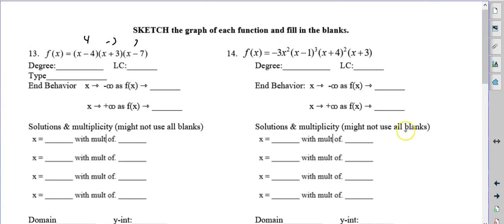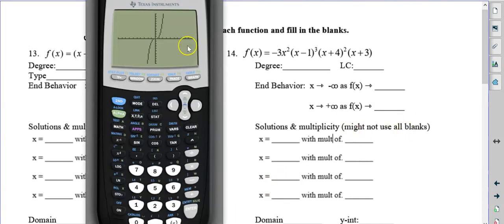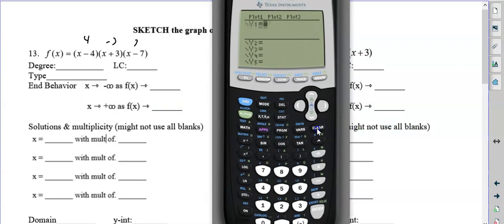If I want to, just to be more sure of myself, I can go to my calculator and put this in. So clear it out. Again, let the calculator do the heavy lifting. Let the calculator double check your work. There's no reason not to let it help you ace this quiz. So there's x minus 4. There's x plus 3. And here's x minus 7. Hit graph.